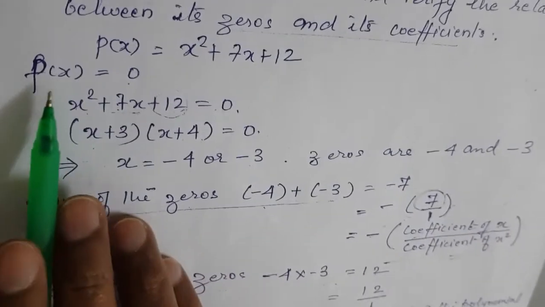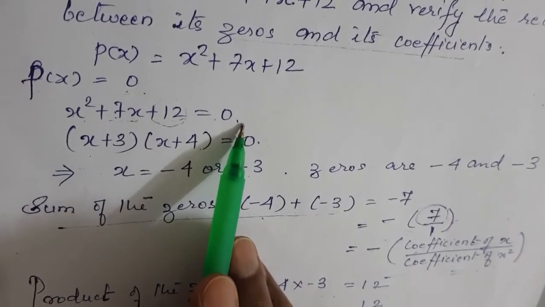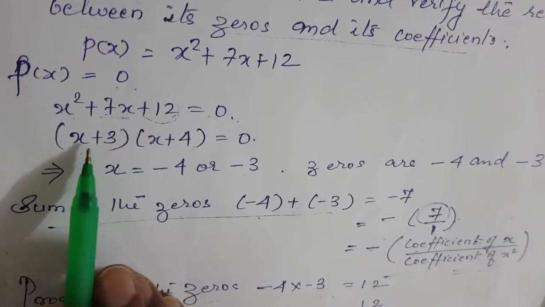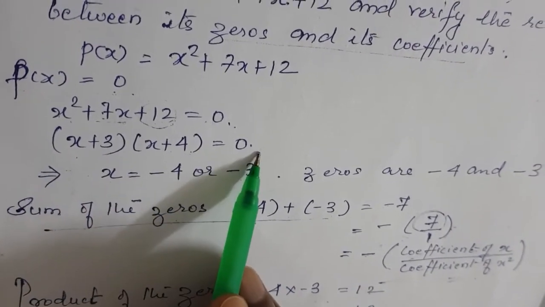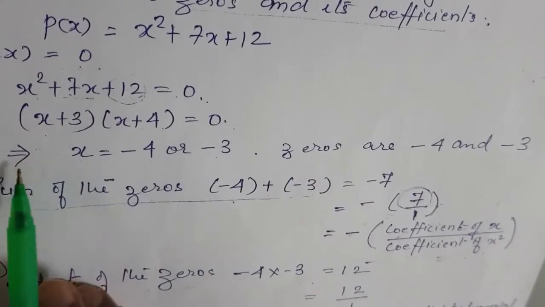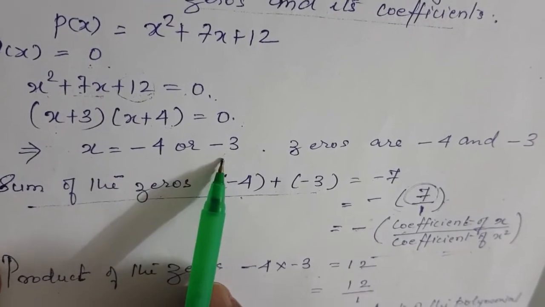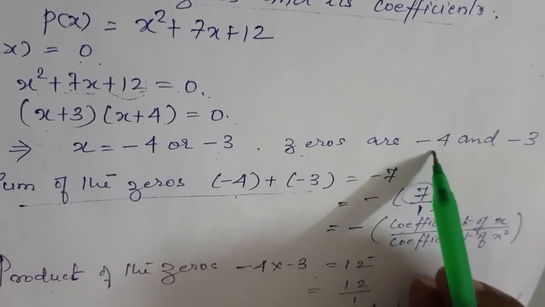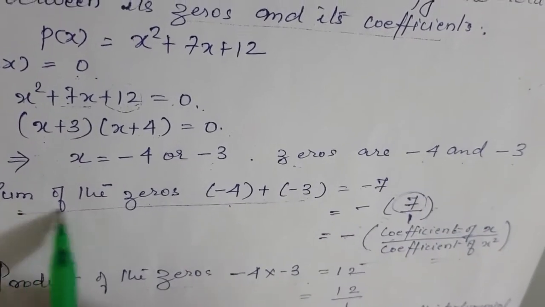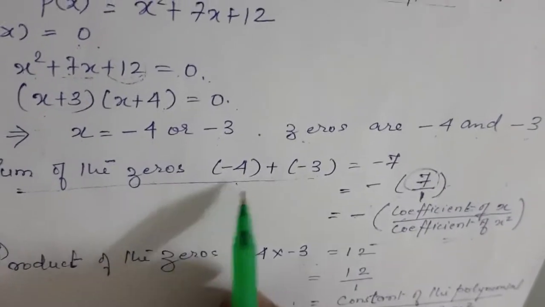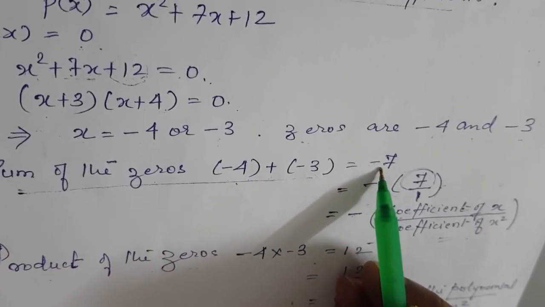To find the zeros, you will equate p(x) to 0, so x² + 7x + 12 = 0. Factorize it by using middle term splitting. So, you will get (x + 3)(x + 4) = 0. This concept you have already done. So, this implies that x = −3 or −4. Right. Therefore, the zeros are −4 and −3. You need to find out the sum of these zeros. So, the sum of the zeros will be what? −4 plus −3, that is equal to −7.